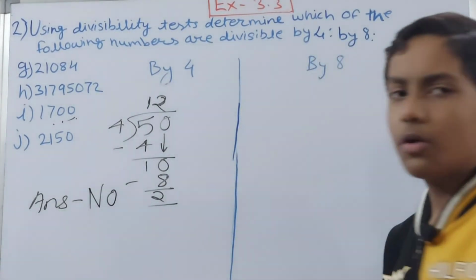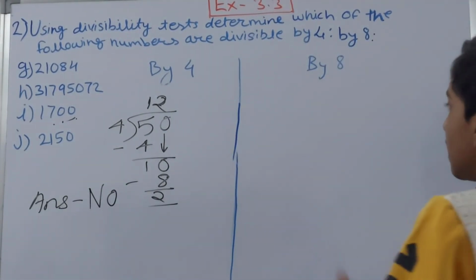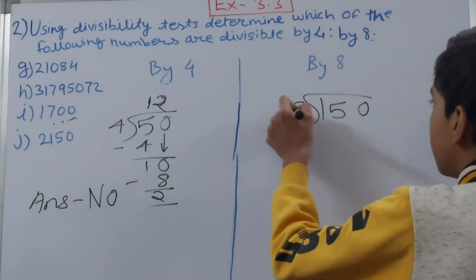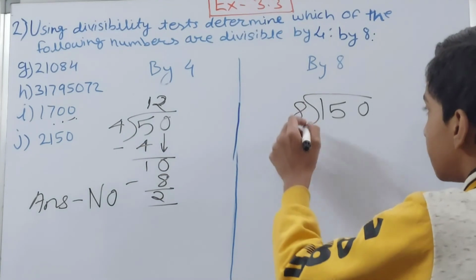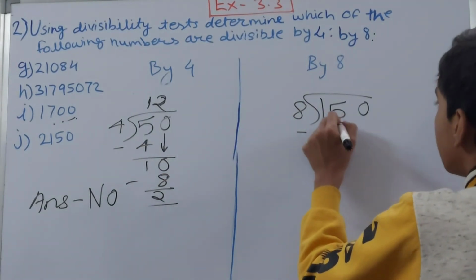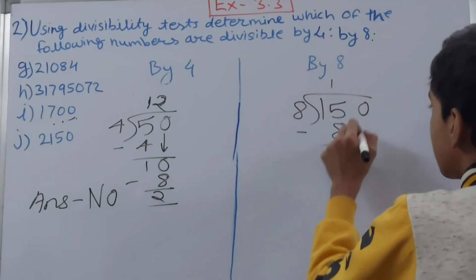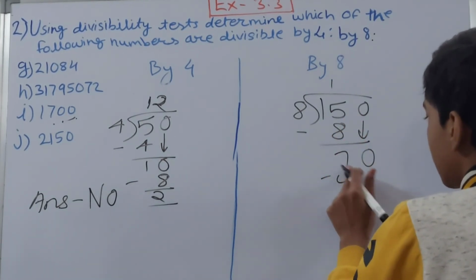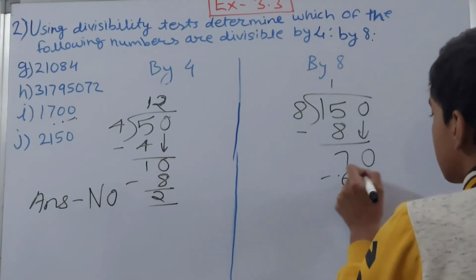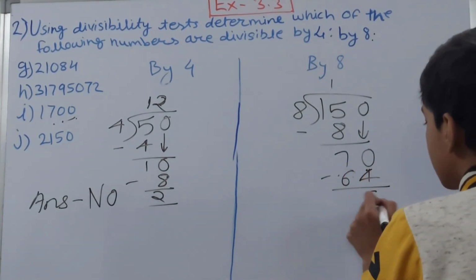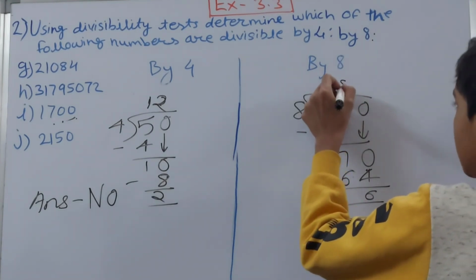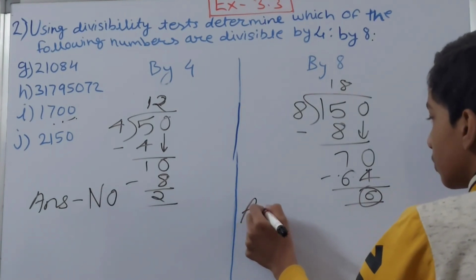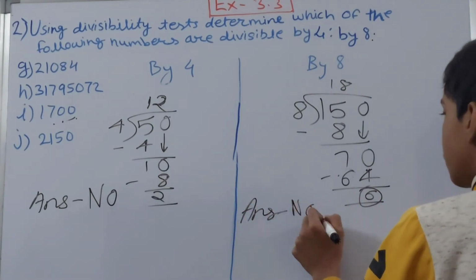Okay, then for 8 we will take the last three digits, 150 here. 150 divided by 8. You can see the last three digits are 150, so minus 8 from this once, you will be left with 7. Again bring this 0 down, minus, here we will take from this 64, right, 64, and you will be left with 6. 64 goes how many times? 8 times, and you will be having here something in the remainder, that means this number is also not divisible by 8, so put a no.